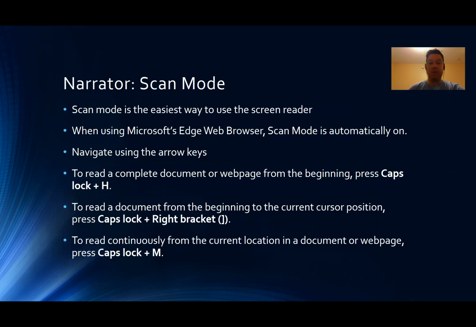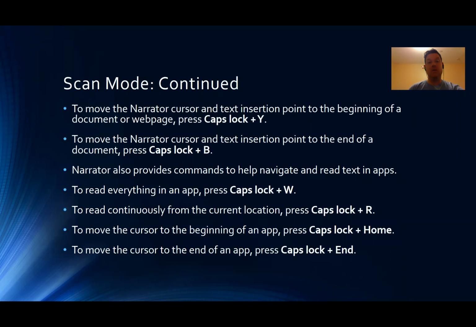Scan Mode. Scan Mode is the easiest way to use the screen reader. When using Microsoft's Edge web browser, Scan Mode is automatically enabled. You navigate using the arrow keys. To read a complete document or web page from the beginning, you press Caps Lock and H. To read a document from the beginning to the current cursor position, which you would use with the mouse, you press Caps Lock and the right bracket. To read continuously from the current location in a document or web page, you press Caps Lock and M.